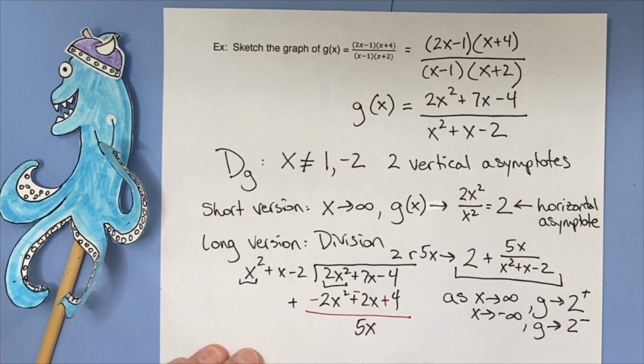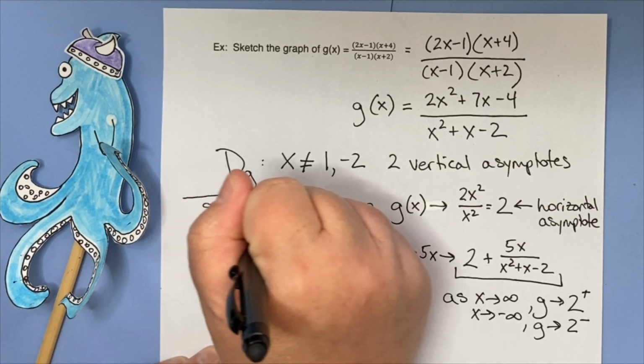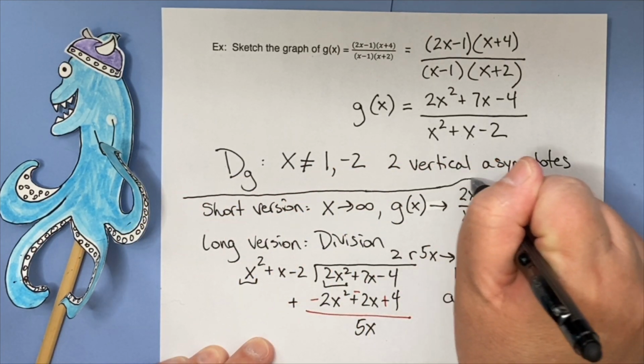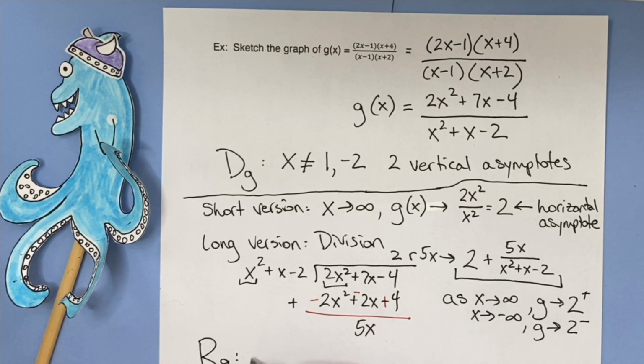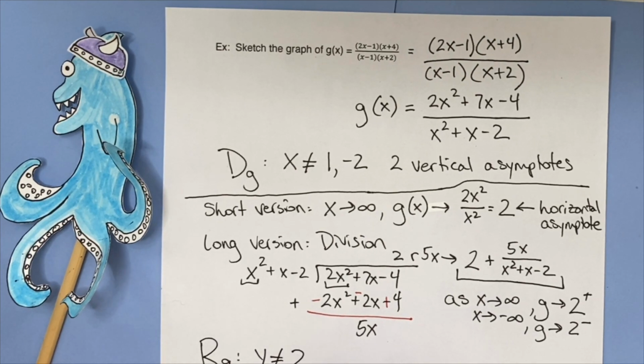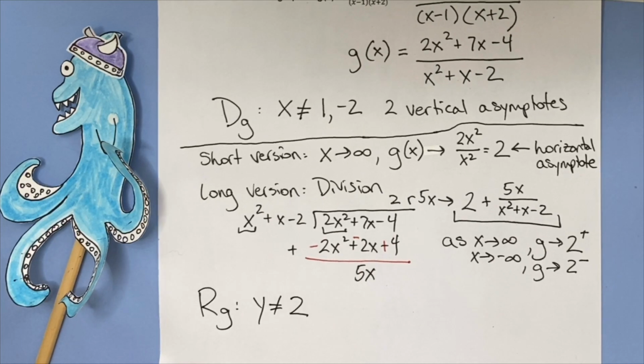Okay, so, and I feel like I should have drawn a line here to separate them. So the range of g, very simply, is y is not equal to 2. Let me scooch this up.